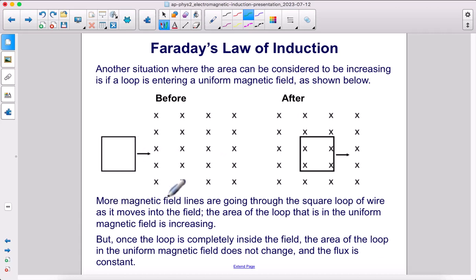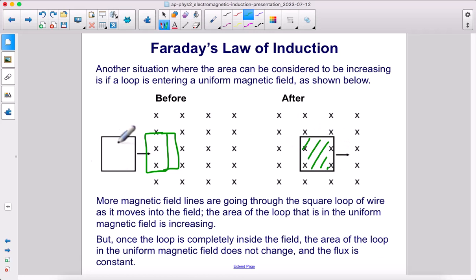So the more magnetic field lines that go through the square loop of wire, the more flux. So the area of the loop that is in the uniform magnetic field is increasing. As it goes in here, if you move the square over here, then all of a sudden we have 3 X's in it. As it keeps moving, you're going to get 4 X's in the loop. So technically, this counts as the area changing because really it's just the area that has the field in it.